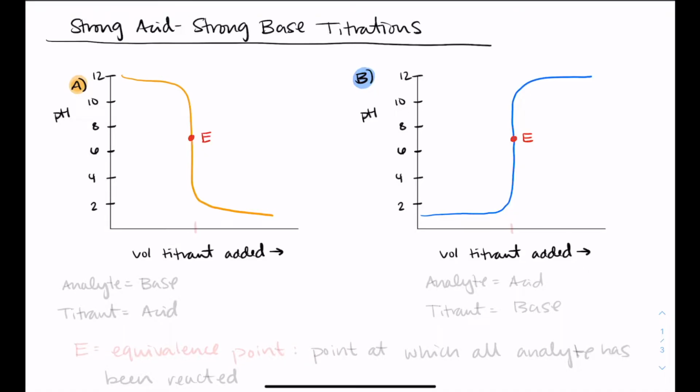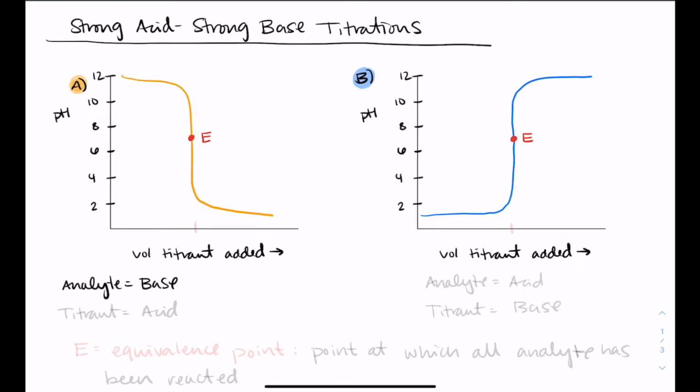Okay, let's look at the different types of titrations and the calculations that you will do. So a strong acid, strong base titration. This means that we have a strong acid and are titrating it with a strong base, or we have a strong base and are titrating it with a strong acid. So I'm going to show you the titration curves and point out the different features about these curves.